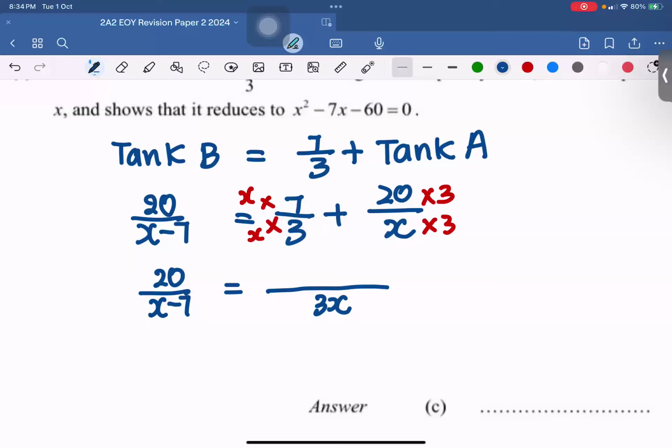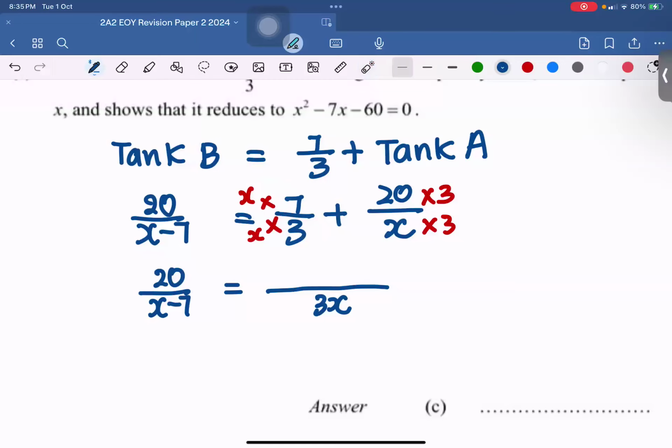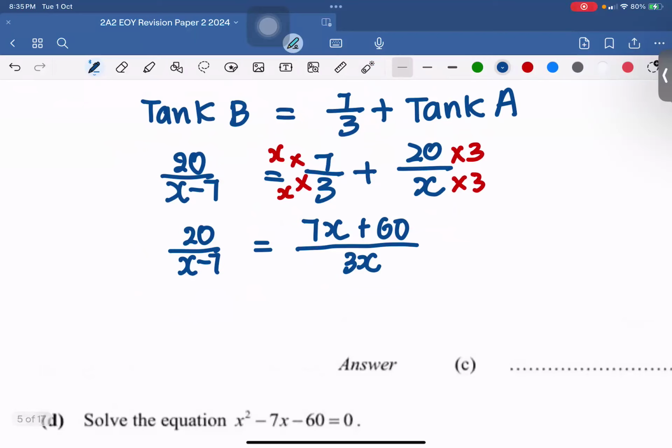Vincent, give me the numerator. Numerator is on top, right? Here, 60 plus 7x. Okay, you don't fall asleep, you're not paying attention, is it? No, I'm paying attention. Okay.